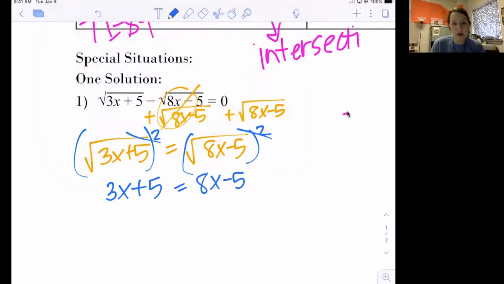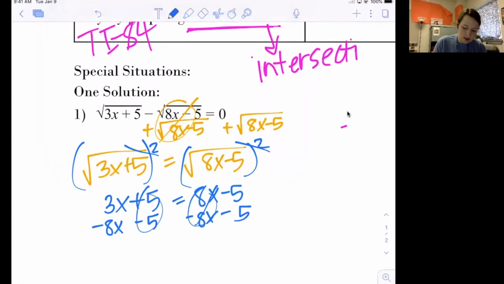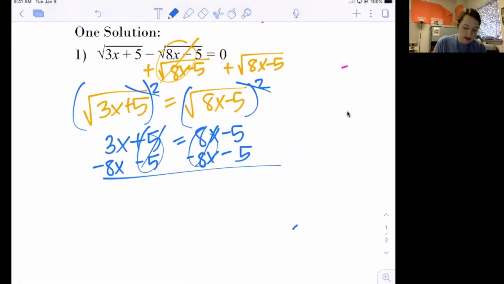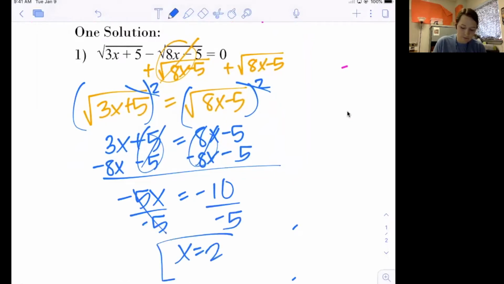And from here, we're going to just solve for our variables. So we're going to get our variables on the same side. I'm going to take my x's to the left, my constants to the right. So we end up getting negative 5x equals negative 10. When we divide by negative 5, we get x equals 2.